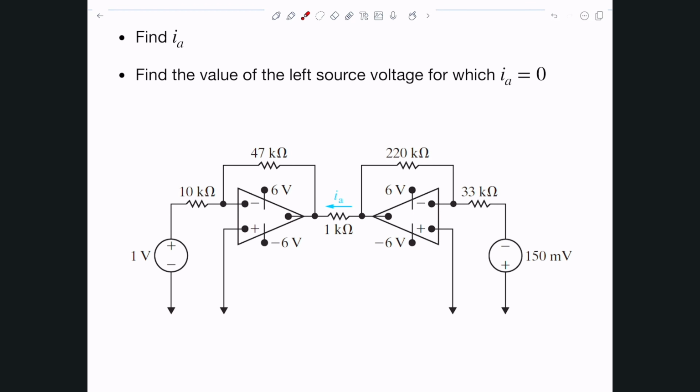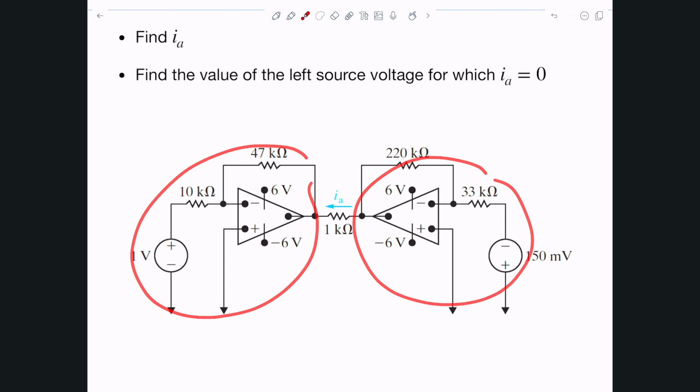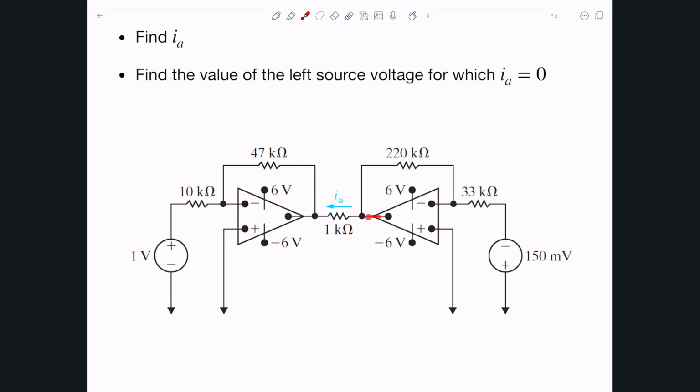In this example, we're given two operational amplifiers. This is the first one and this is the second one, and they're connected in such a way that the output of one is connected to the output of the other using a resistor in here, and I'm being asked to figure out the value of the current flowing through this resistor.